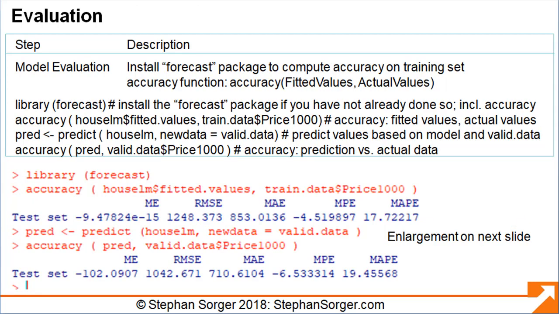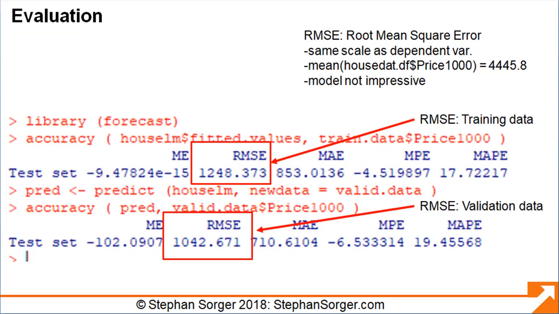We estimate the accuracy of the model using the accuracy function from the forecast package in R. To do so, we start by loading the forecast library and then invoke the accuracy function, specifying the fitted values from the training model and the actual data from the validation set. We predict values based on the model and the validation data, then calculate the accuracy of the prediction as compared to the actual data. The accuracy function output includes the root mean square error, or RMSE. We note that the RMSE errors for both the training and validation data are fairly large relative to the actual values.